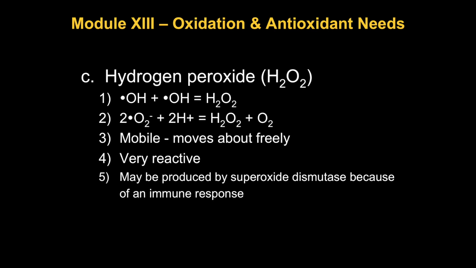Then there's the hydrogen peroxide radical, which is very mobile and can move about very freely. It's very reactive, so we need to do something about this free radical or it's going to cause quite a bit of damage. So it is produced by superoxide dismutase, which is an enzyme that is released in response to the immune system. So if we have any immune responses, superoxide dismutase is going to be released, and then it will produce hydrogen peroxide radicals.